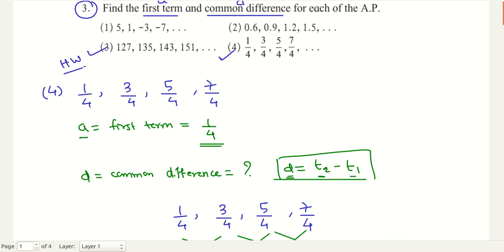These are very easy problems. You should not miss any marks from this chapter.